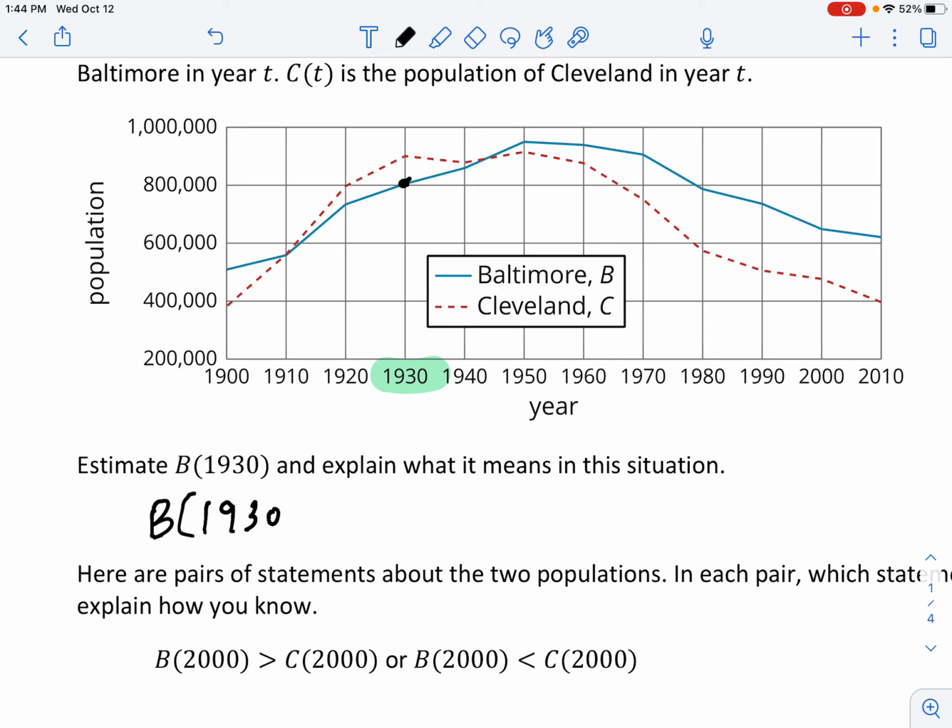And what that means is that in 1930, there was a population of 800,000 people in Baltimore. Okay, so that's fairly simple, fairly straightforward. We just look at the graph to determine what something means.